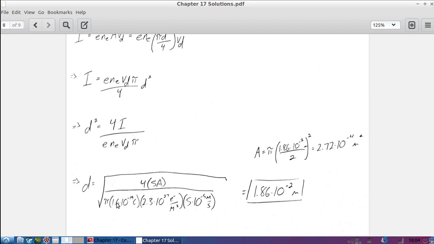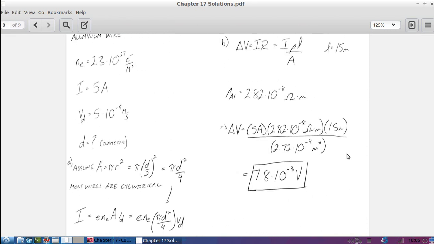Now I'm ready to plug in my values: 5 amps, the fundamental unit of charge, the charge density, which was given, and the drift speed. So I calculate the diameter of the wire, 1.86 times 10 to the negative 2 meters. Very small diameter, but that's okay. We're usually dealing with very small wires anyway. I also calculated the area because I'm going to need it for part B. So I plug in the diameter and get the cross-sectional area: 2.72 times 10 to the negative 4 square meters.